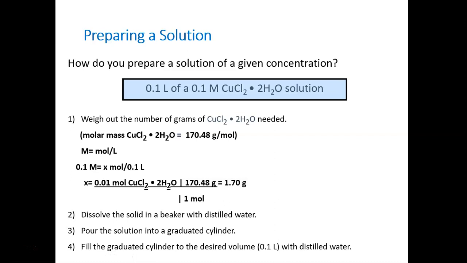First you would dissolve the solid in a beaker with distilled water. The reason we do this in a beaker rather than a graduated cylinder is that it's much easier to stir and get it all to dissolve. Then pour that solution into a graduated cylinder and fill it to the desired volume with distilled water. So when you dissolve the solid, you want to make sure you use less than 100 milliliters of water.